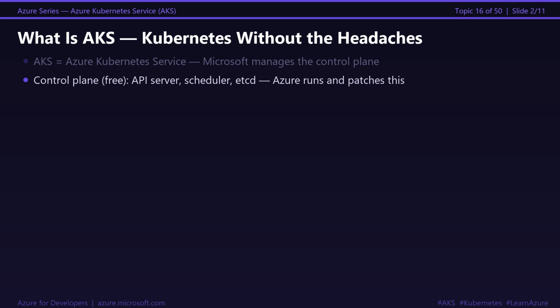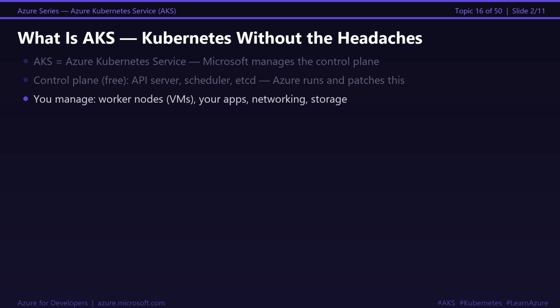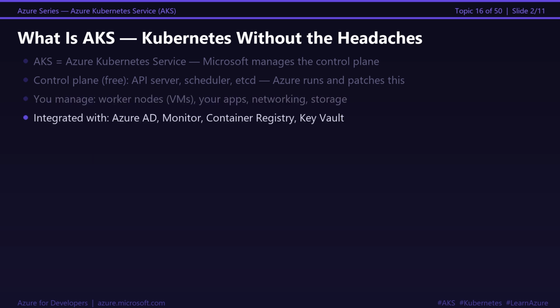AKS takes the control plane completely off your hands. Microsoft runs it, patches it, and guarantees its availability for free. You pay only for the worker node VMs where your containers actually run. This is a huge deal. Setting up a production-ready Kubernetes control plane from scratch can take days. With AKS, it takes one CLI command and about 5 minutes.